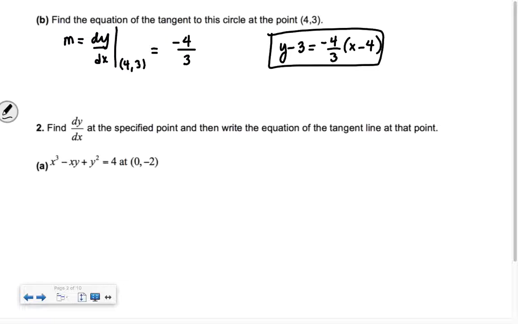All right, so number 2. It says find dy over dx at the specified point, and then write the equation of the tangent line at that point. So we're going to take the derivative of this equation. Anytime we take the derivative of a y term, what do we tack on?